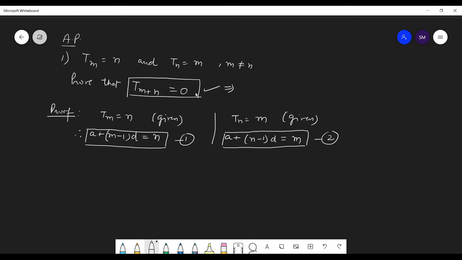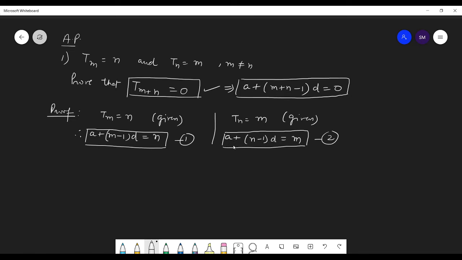So if we simplify this, what does this mean? The (m plus n)th term. How do we write the (m plus n)th term? That's a plus (m plus n minus 1) into d. So this is actually what we need to prove. So which variables do we need? We need a, m, n, that means we need all the variables which are there.